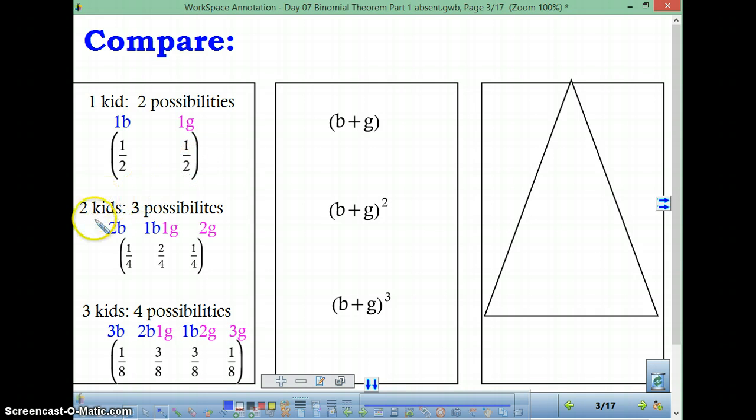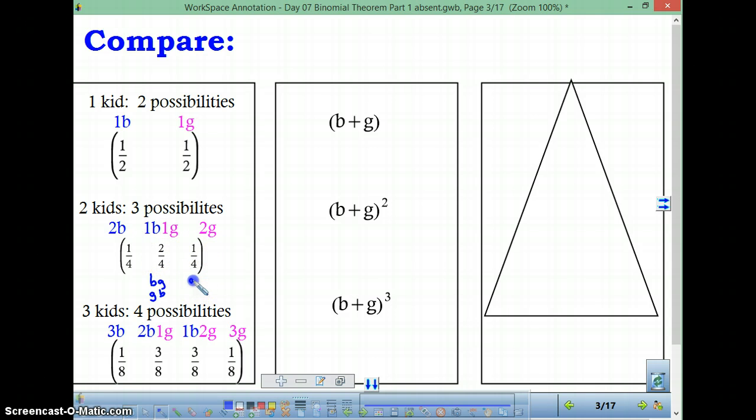What if they have two kids? Can you see that there's 3 possibilities? They could either have 2 boys, 1 boy, 1 girl, or they could have 2 girls. Can you see that there's only one way for them to get 2 boys? They'd have to have boy and then a boy. But there's 2 ways for them to get 1 boy, 1 girl. They could have a boy and then a girl, or they could have a girl and then a boy.